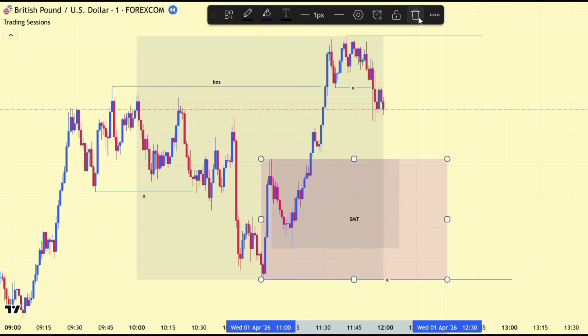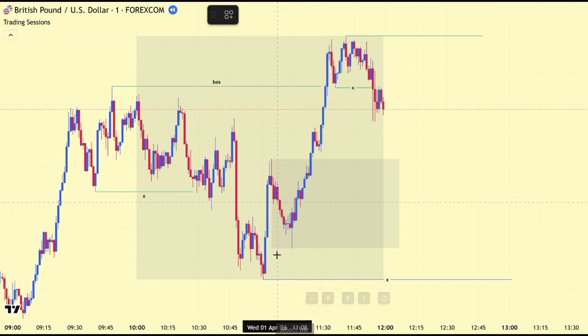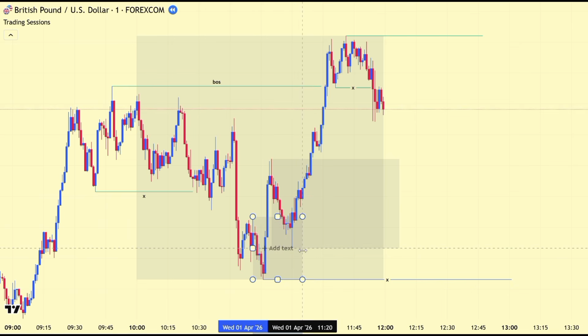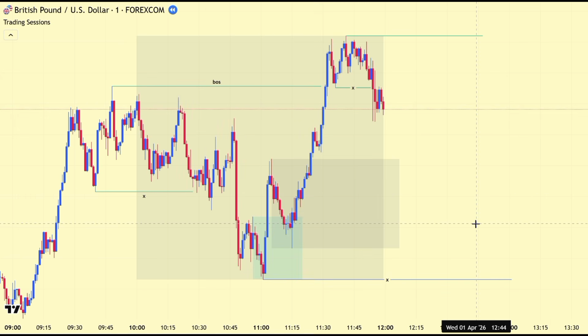So let me get rid of this SMT. You can clearly see it's actually that order flow. The reason why I picked that order flow is because the one that was on the extreme is actually mitigated, and you can clearly see right here. And if it's mitigated, then in that case it is of course an invalid order flow.